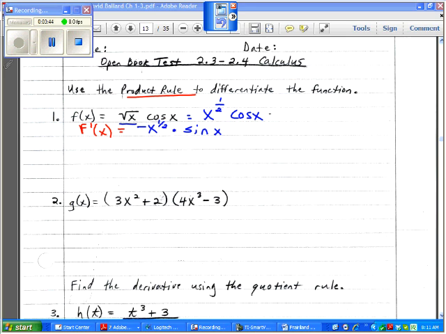And then, what do we have after that? We have first times derivative of second, then plus second times derivative of first. The second then was cosine x times the derivative of the first. So how do you find the derivative of the first? Multiply the exponent by the coefficient, exponent times coefficient, and then subtract 1 from the exponent, and that's like 2 over 2, right? So 1/2 minus 2/2 is negative 1/2.